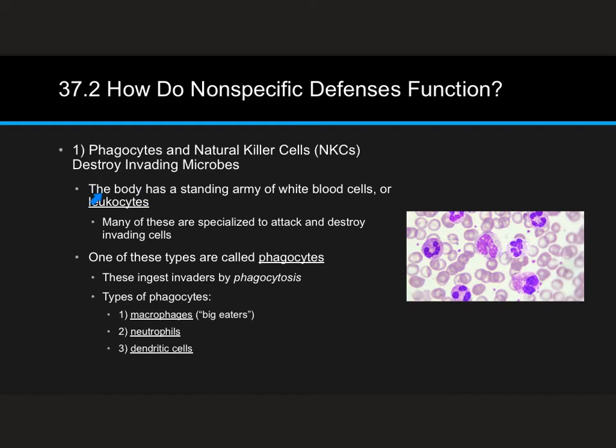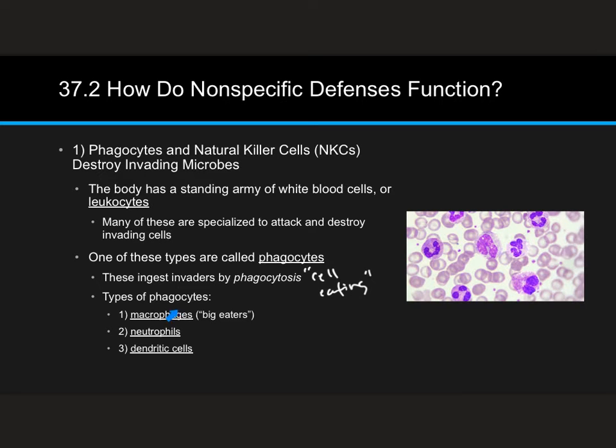At any given point, your body has a standing army of white blood cells, which we call leukocytes. That's the official biological name for this. They're ready to go. That doesn't mean they're always working. They're a standing army, waiting for something to come in and try to invade. Many of these are specialized to attack and destroy invading cells. The first one we have listed here are called phagocytes. They ingest invaders by phagocytosis, which you might remember from first semester. That was cell eating, yeah? Where it engulfs the cells around it.